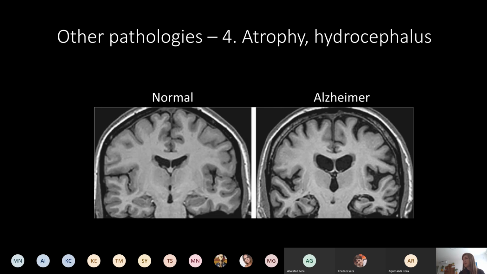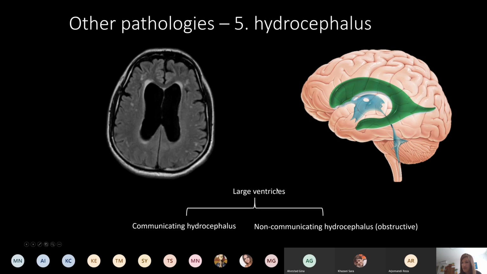Other pathologies that you can see nicely with MRI are atrophy or hydrocephalus. This is a normal brain. This is an Alzheimer patient brain. The ventricles got bigger because the brain parenchyma shrank, and you can see that the gyri are smaller and the sulci are wider. And there are some thoughts about hydrocephalus. When you see large ventricles, that's when you call this hydrocephalus.